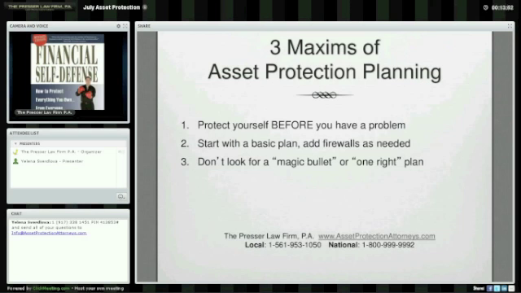Also, start with a very basic plan and add firewalls as needed. As your personal and business assets grow, your plan can grow. As your education for asset protection grows, your plan can grow. Don't try and start off by doing everything at once.